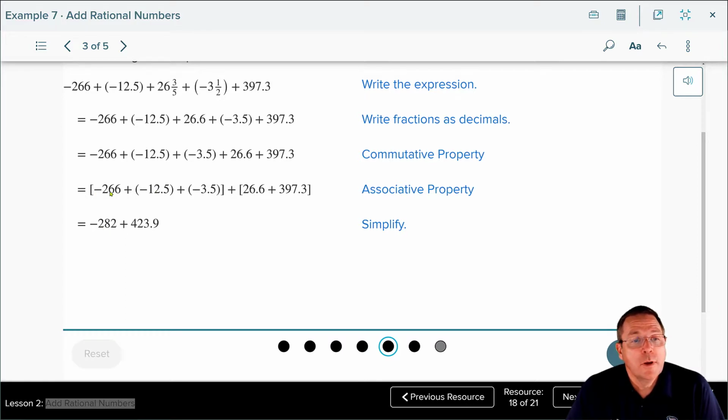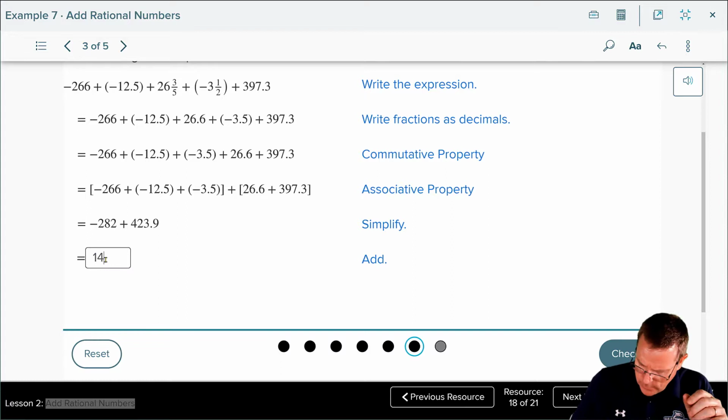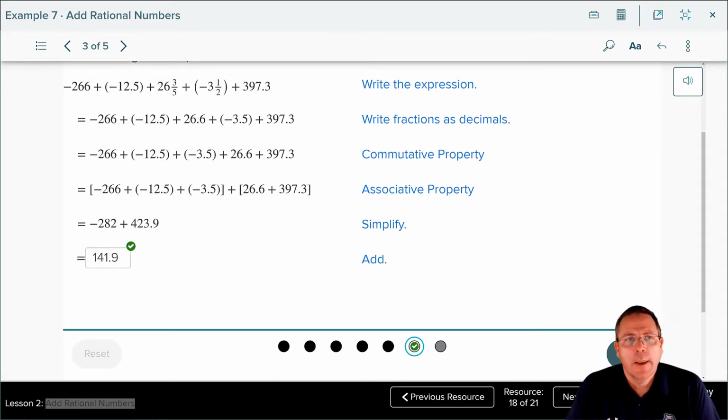All of these numbers are going to become signs are the same, find the sum, because they're all negative numbers. And that means they're going to come together, be 282, with a negative sign being the sign from the largest number going in front of your answer. Likewise, 26.6 plus 397.3, that's going to equal your 243. From here, we've got signs are different, find the difference, and I think try 141.9, check my answer, and my answer checks.